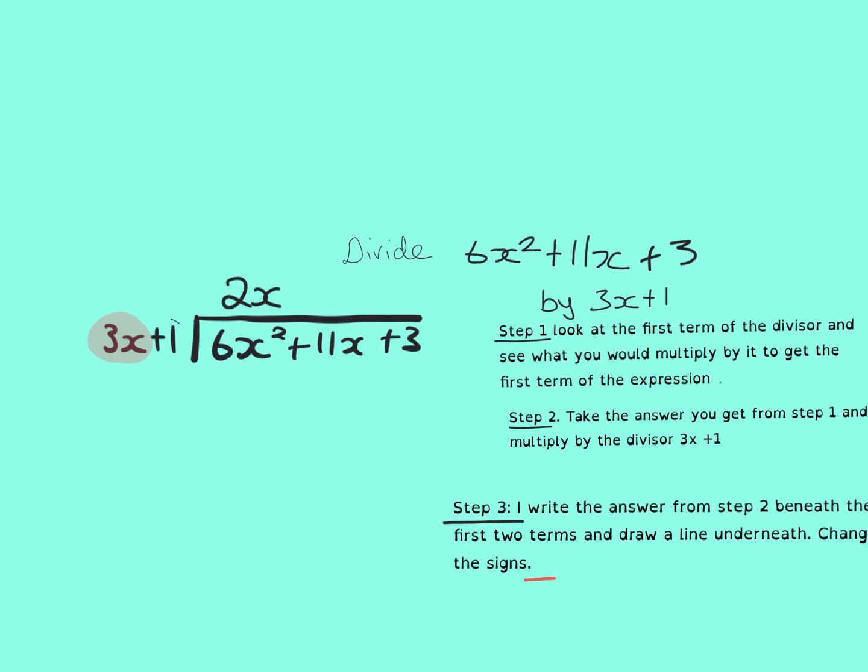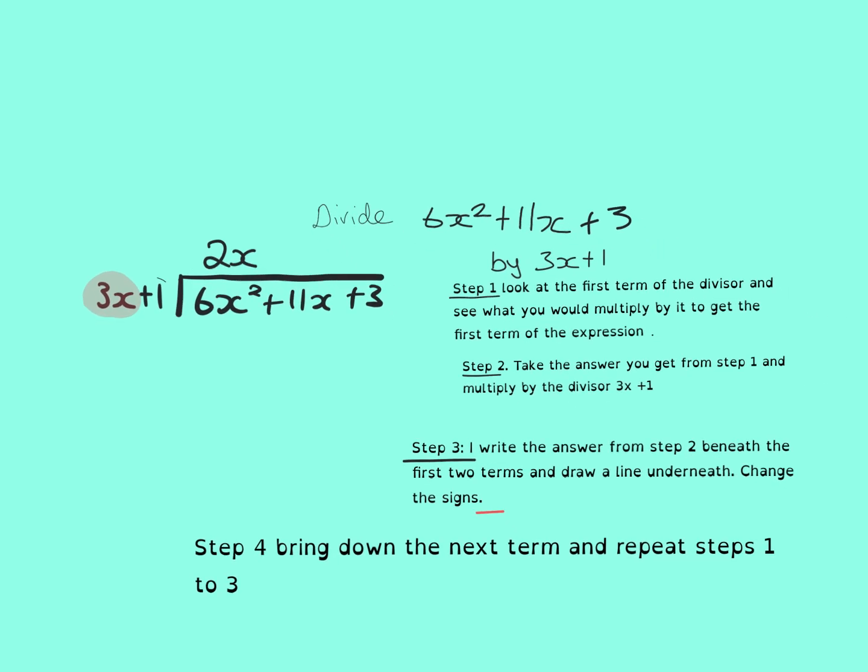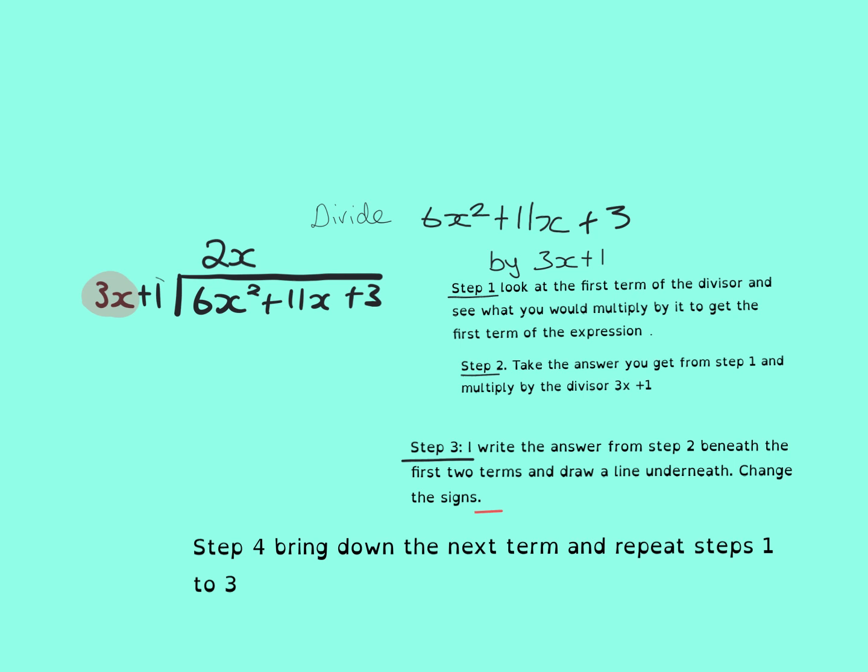Step 2 will then take the answer I get from step 1, which was 2x, and I'm going to multiply it by this divisor, 3x plus 1. You might want to do this as a little bit of rough work out to one side. So I'm going to do it like so: 2x multiplied by 3x plus 1. And I know that that will give me 2x by 3x is 6x squared, and 2x by plus 1 gives me plus 2x.